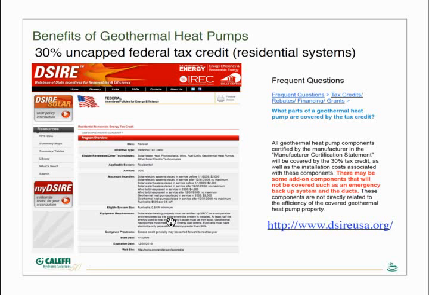You'll see some wording over here on the right. I can't tell you specifically exactly what portions of the system are qualified. My suspicion is that certainly the earth loop, the heat pump, any equipment associated with connecting that earth loop to the heat pump, I'm sure that would be covered.